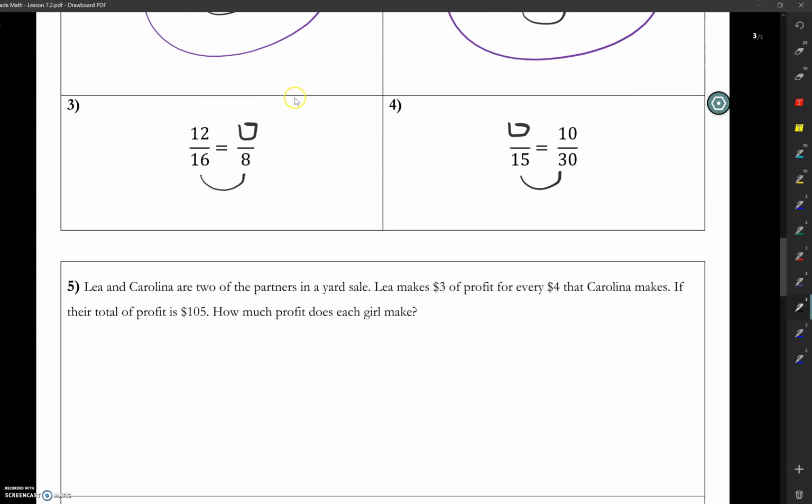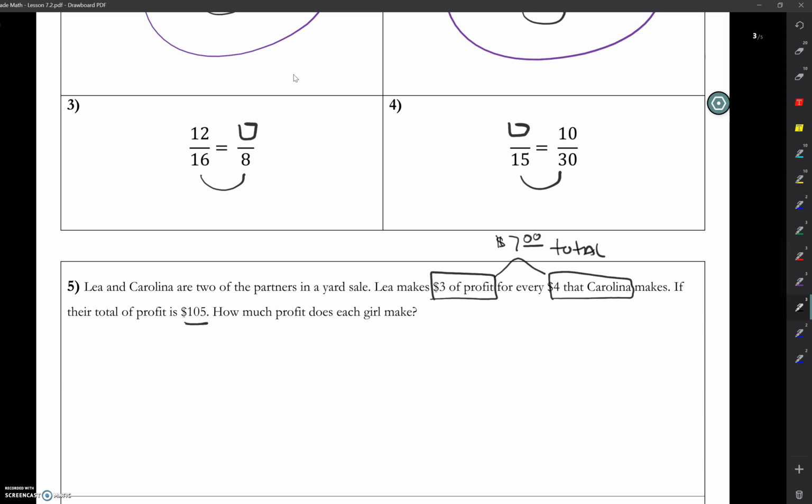Now, I want to look at Leah and Carolina's situation. Leah and Carolina are two partners in a yard sale. Leah makes $3 of profit for every $4 that Carolina makes. So in total, they would make $7. Okay? If their total profit is 105, how much profit does each girl make? This is a multi-step problem.